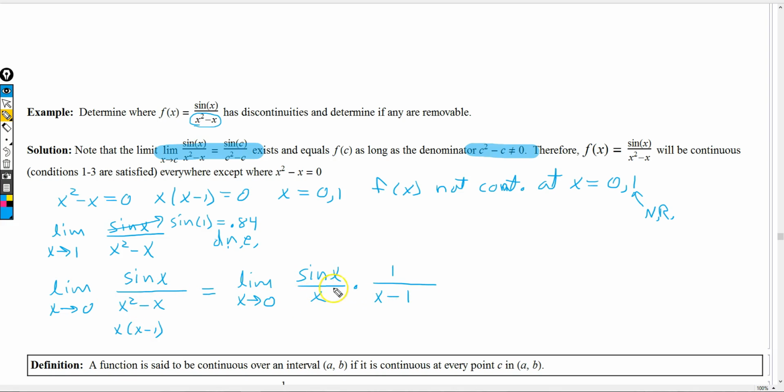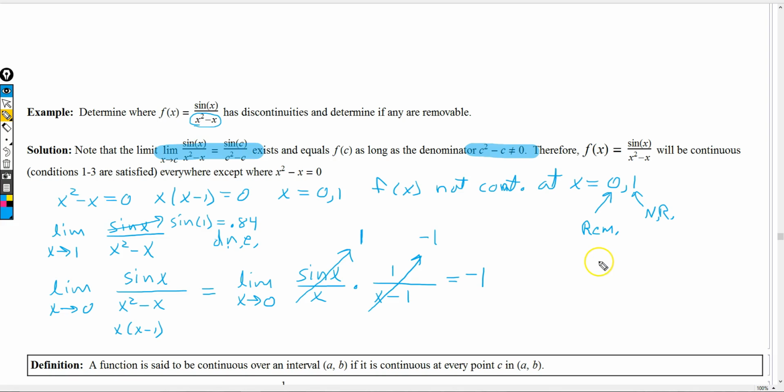Now notice as x approaches 0, sine x over x, that's our friendly trig limit, that is approaching 1. 1 over x minus 1, I can put 0 in here without any trouble, and this is approaching 1 over negative 1, or negative 1. And so this limit is negative 1. So the limit does exist. So at x equaling 0, the function up here is going to have a removable discontinuity. So it is removable.